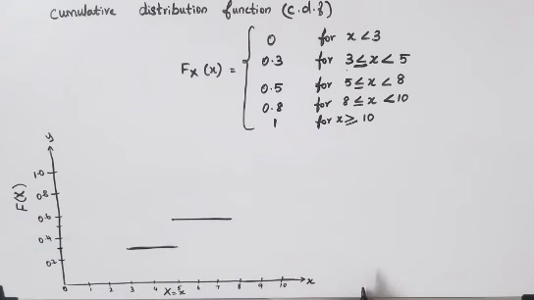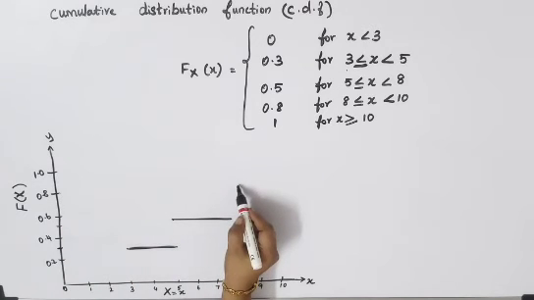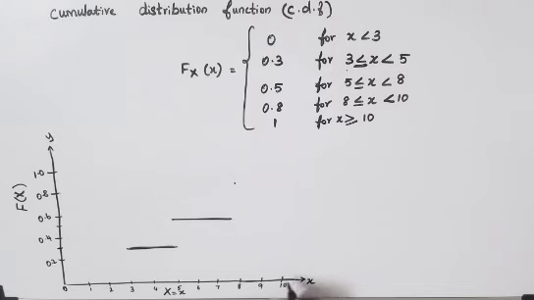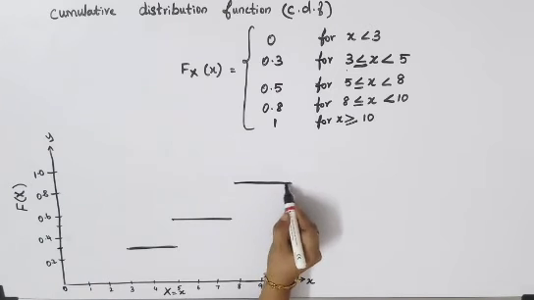The next one is 8 to 10. Your value is 0.8. So 0.8 is here. Straight to that, from 8, so 8 means from here you will get. So 8 to 10, you can draw a straight line like this.